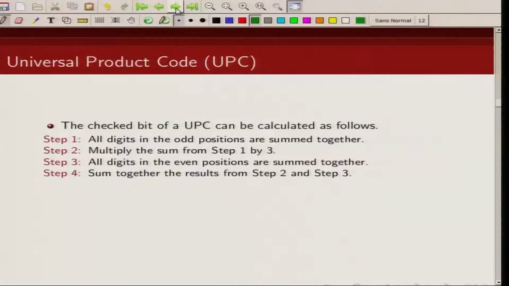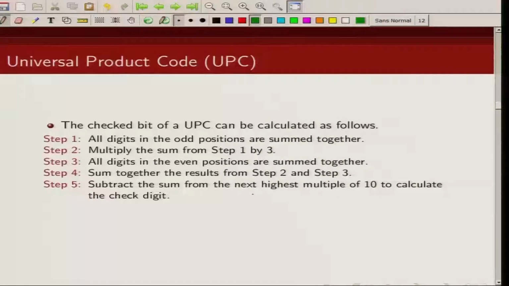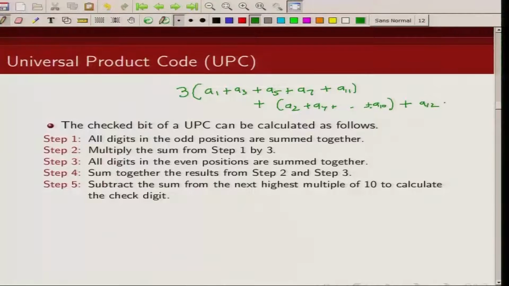So, essentially you are weighting the numbers, multiplying by 3, 1, 3, 1 like that, and you are going to add them all up and subtract the sum that you get from the next highest multiple of 10. So, what I am saying is, you have this 3 times A1 plus A3 plus A5 plus A7 plus A9 plus A11, plus you have this A2 plus A4 plus A6 and so on; when you add them all up plus your 12th bit number, that should add up to 0 modulo 10.